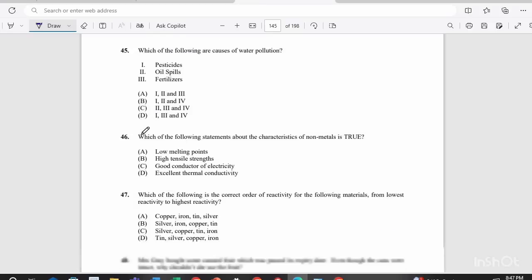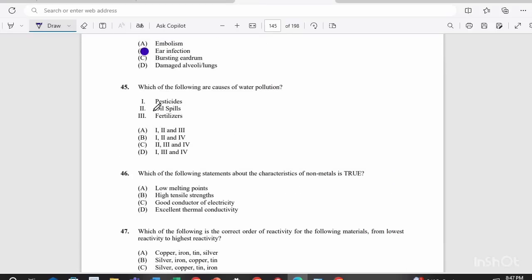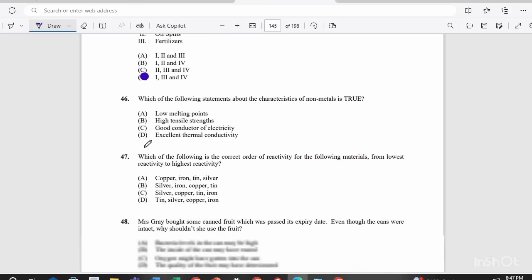Which of the following are causes of water pollution? We have pesticides, oil spills, and fertilizers. The answer there is D, all of the above.